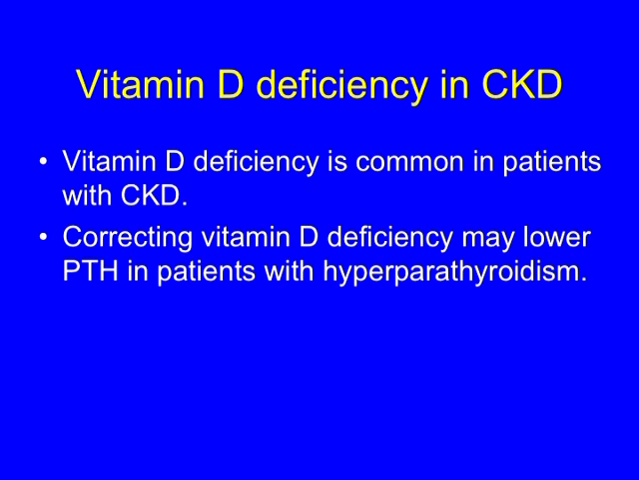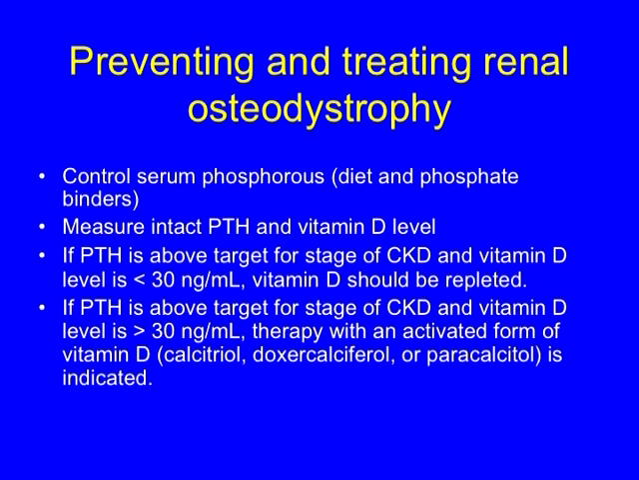Vitamin D deficiency, that is nutritional vitamin D deficiency, is common in patients with chronic kidney disease. And correcting this vitamin D deficiency, with repletion of 25-hydroxyvitamin D, may be important in lowering the PTH in patients with hyperparathyroidism.